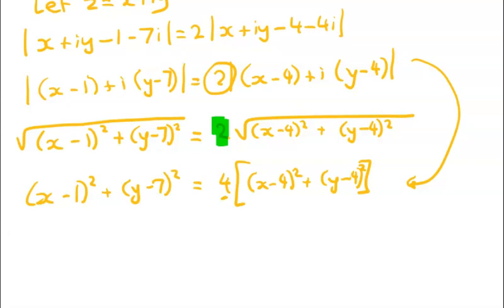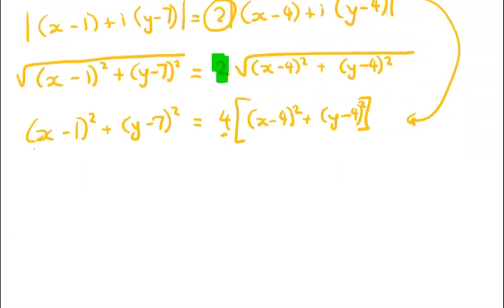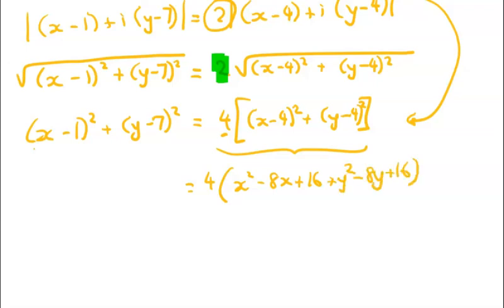And because this is a 4 and this is not, I'm going to have to do quite a bit of expanding work and then collecting up like terms. So I'm going to start on the right-hand side and expand this. And I get 4 times x squared minus 8x plus 16 plus y squared minus 8y plus 16.